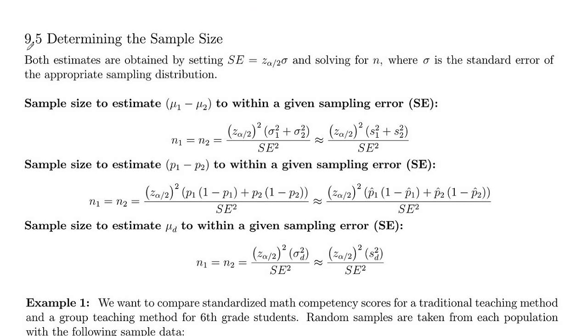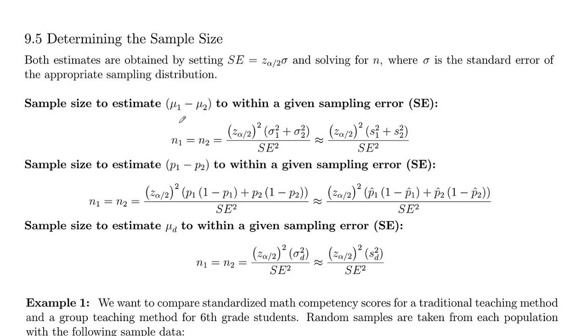So here in section 9.5, we will be determining sampling size. Let's suppose that you want a maximum sampling error that's allowed. That's SE, which is Z alpha over 2 times sigma. What you can do is plug in the formula for sigma, your standard error of your sampling distribution, and then solve this for n.